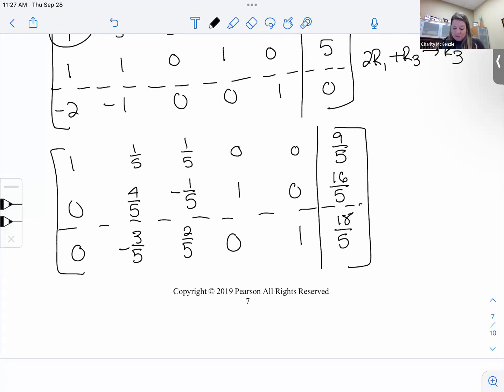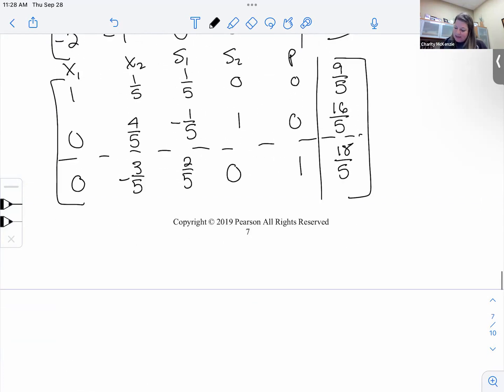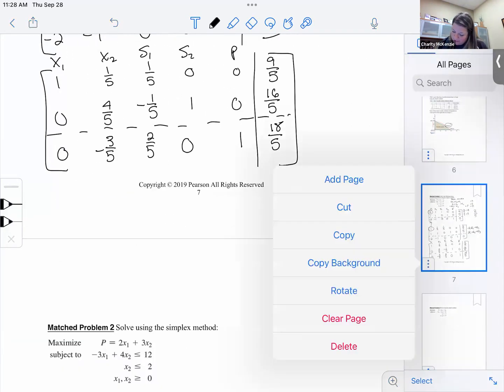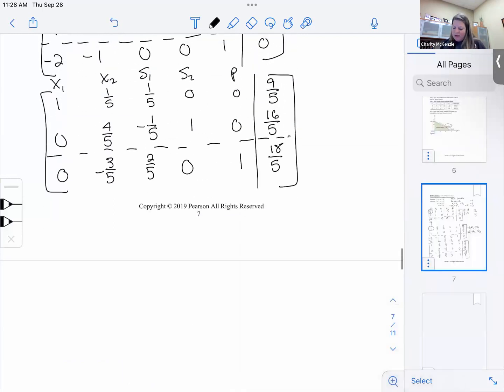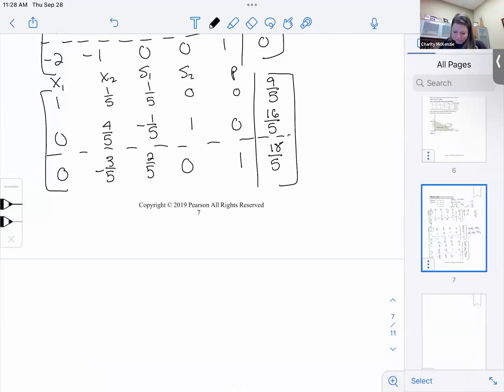So this one has still one more negative indicator. So you can see now x1 has a value and s1 does not. So entering x1, exiting s1. And so now we still need another pivot. I think I got to add another piece of paper real quick because you write big with an Apple pen.